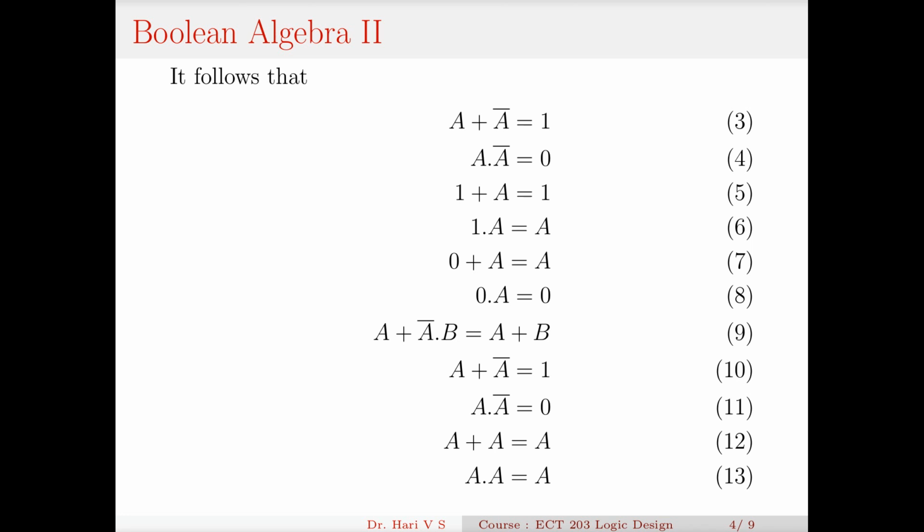A OR A complement B is nothing but A OR B. A OR A complement B is equal to A OR B. That is the 9th theorem. A OR A complement is 1. That I already discussed, I think that's a repetition. A OR A is A. There is nothing like a 2A. A OR A is A. A AND A is again A. Check with A equal to 0 and 1.